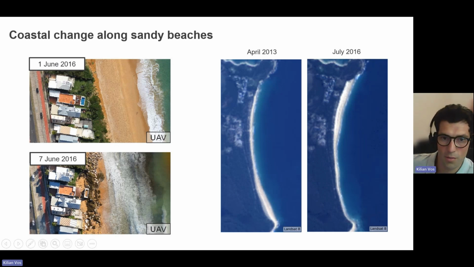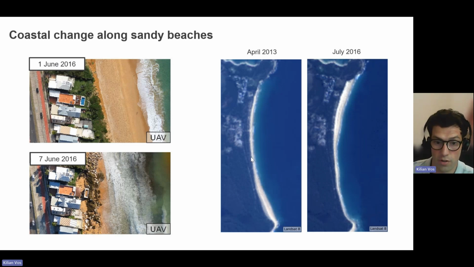So here I'm showing a pre- and post-storm UAV survey of Narrabeen in Sydney in 2016, and you can see how this coastal storm just ate 50 meters of beach width overnight and destroyed all the beach-facing infrastructure. So that's a change that happens very rapidly, but coastal change can also happen at longer timescales.